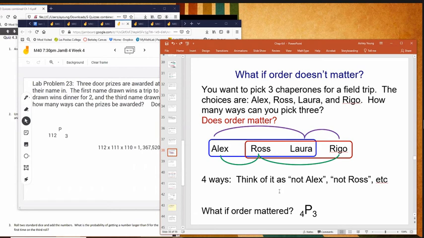Now, what if order did matter? If order mattered, then it'd be slightly different.